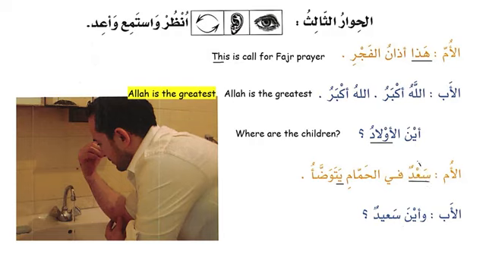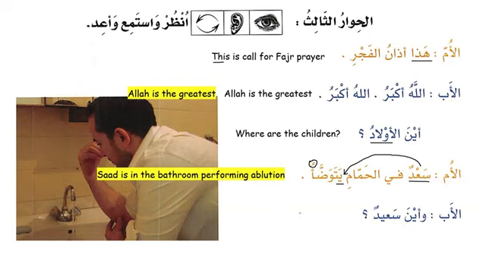As I explained earlier, when you talk about the third person, we use the name of the person or the pronoun, and after that it will start with ya, and in the end you will see that there is a dhamma on it. So now you know that yatawadda'u means he is performing wudu. Sa'd yatawadda'u. Sa'd is in the bathroom performing ablution.